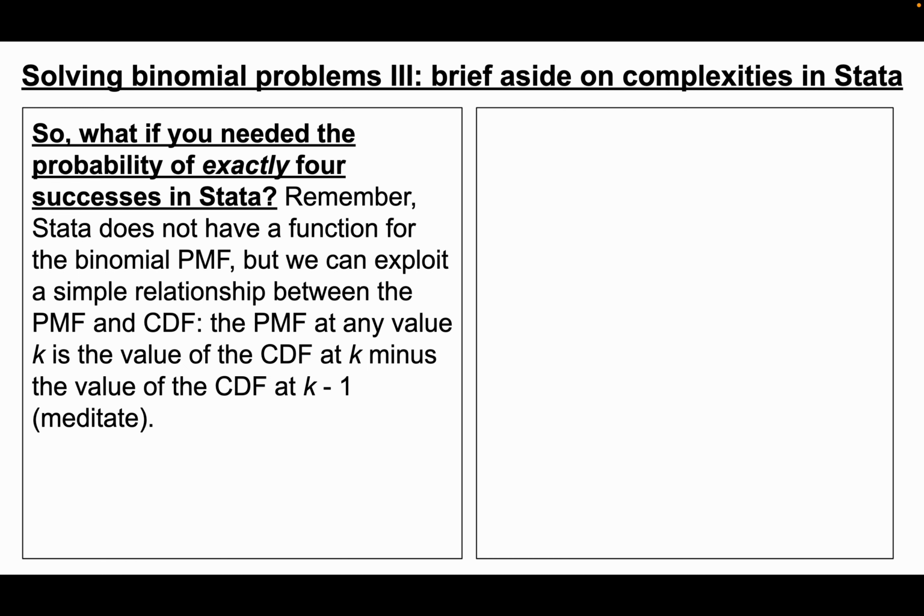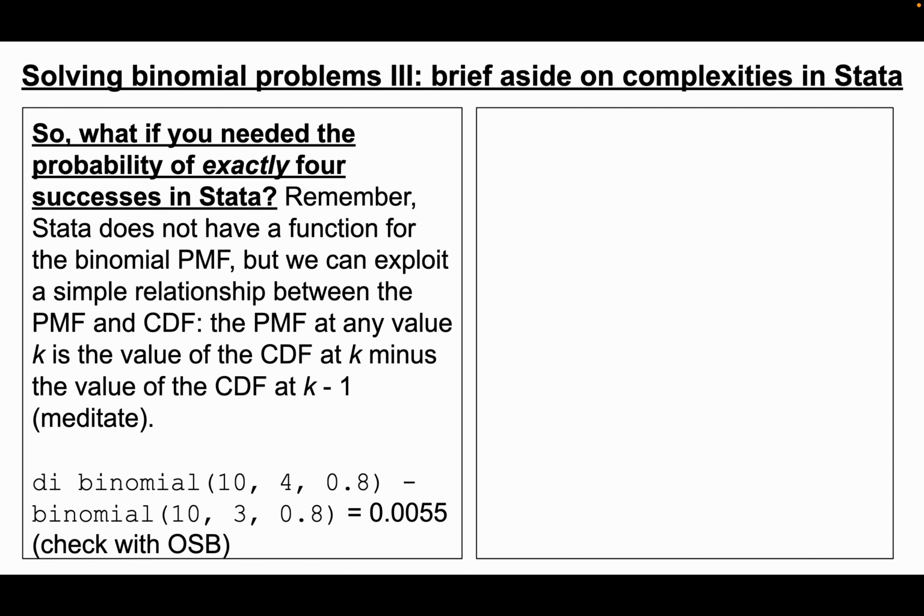So if we then subtract off the value of the CDF at 3, that means we're subtracting off the cumulative probability of 4, 3, 2, 1 minus the cumulative probability of 3, 2, 1. And both of those have zeros at the end. So what that means is that you're just left over with the exact probability of 4 successes. We would write that in Stata like this: display binomial(10,4,.8) minus binomial(10,3,.8), and that gives us this answer here.